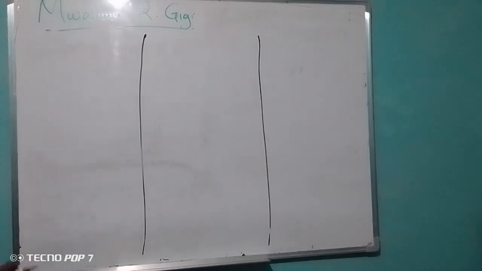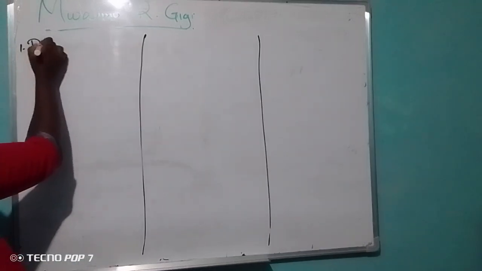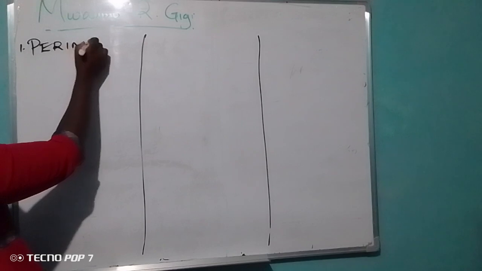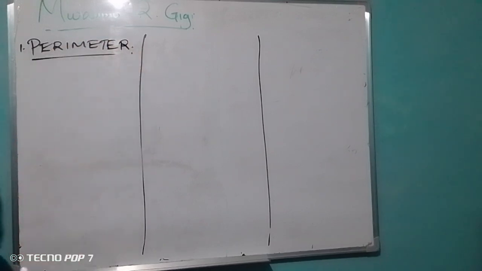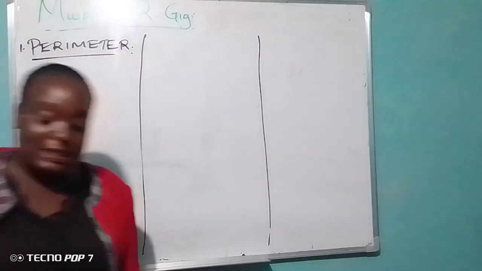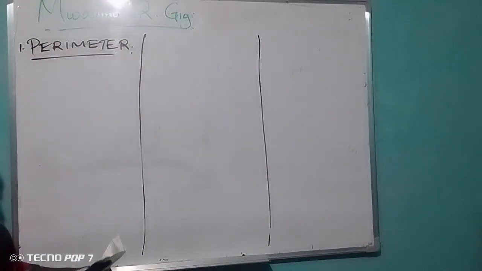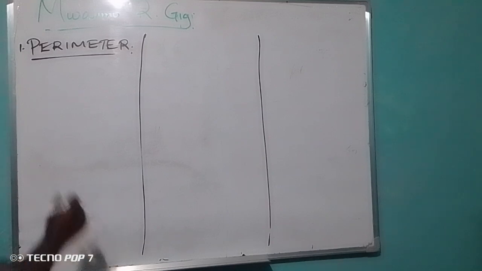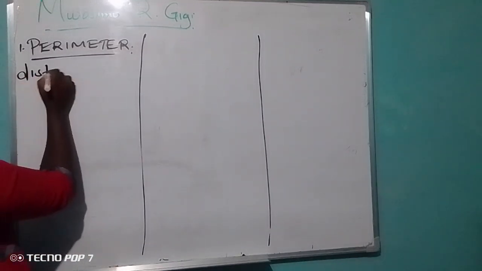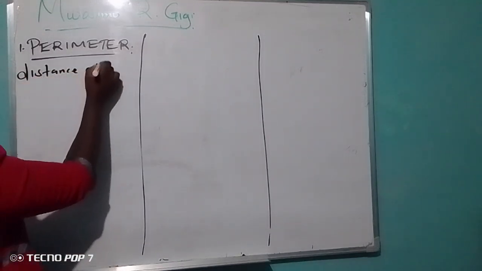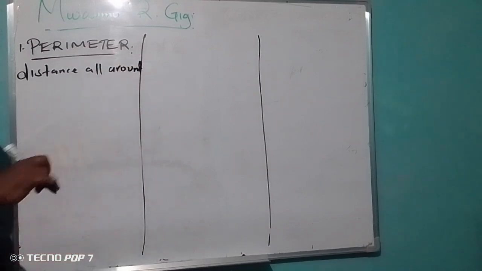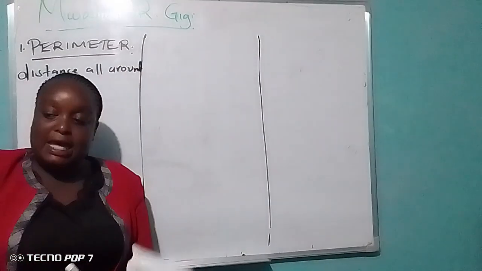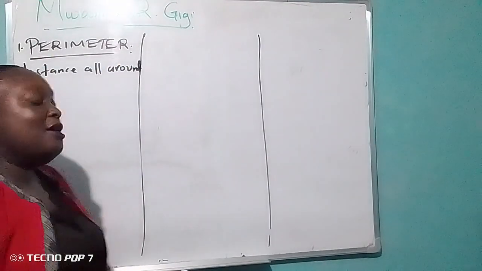of a triangle. So we want to do perimeter. Hii ni vitu tunajua, si ndio? Perimeter tunajua is the distance all round. Distance all round of an object. Ukizunguka hiyo building, ukizunguka mahali, that's the perimeter of that place.